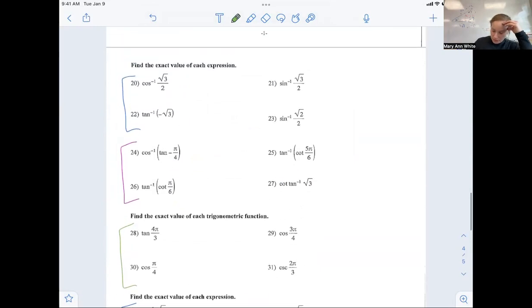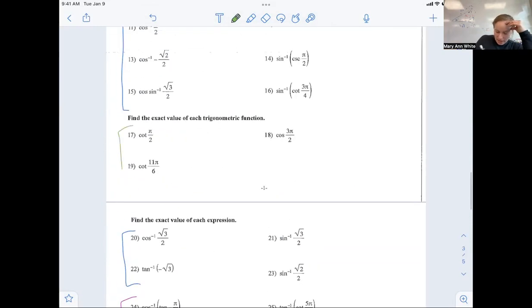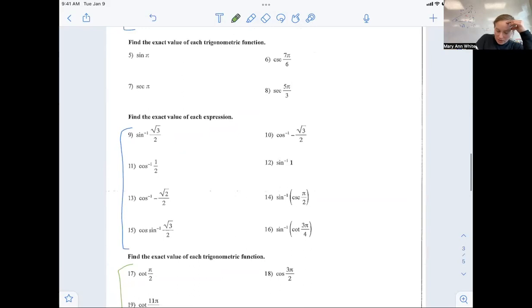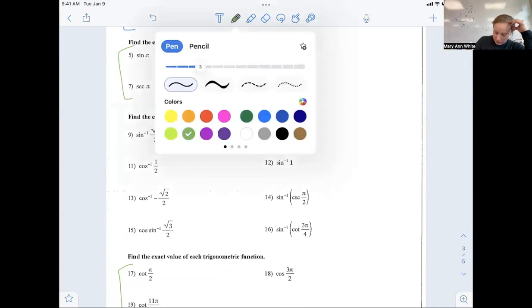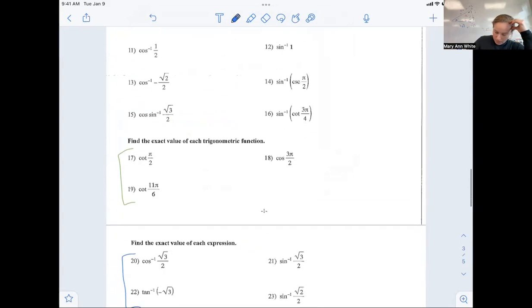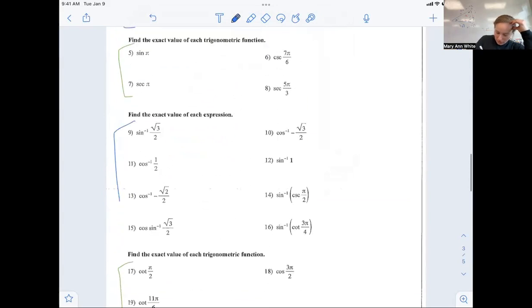So I'm trying to make a little bit of a key right here on different ways to do it. I'm having you switch back and forth a lot because I need you to get comfortable with it. I've got a couple down here that I need to have a different color. Okay. The blue was just the normal inverse. So these are all normal inverse, and I've got a couple of composites right here.